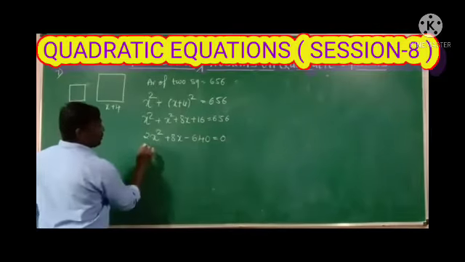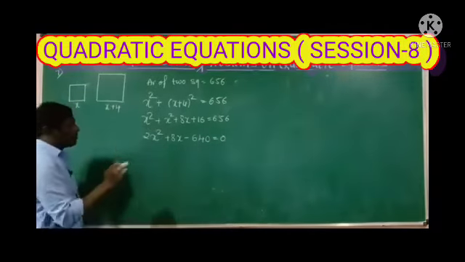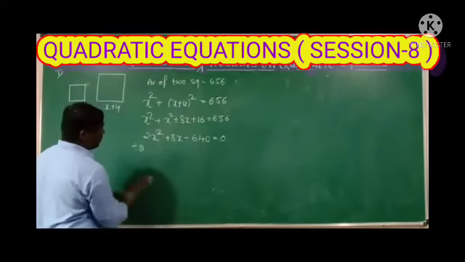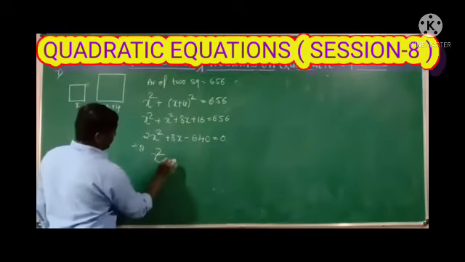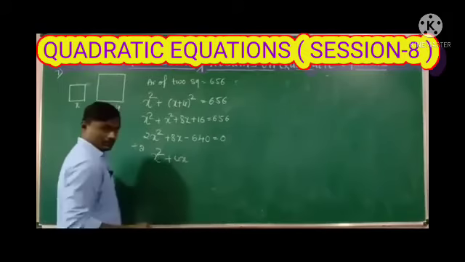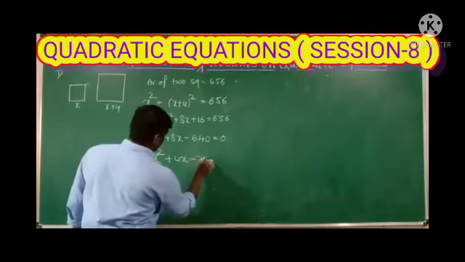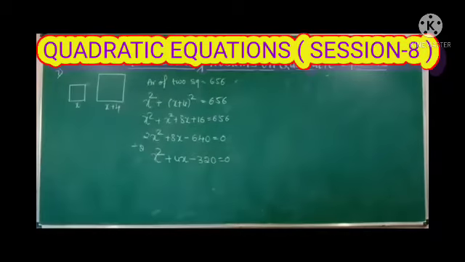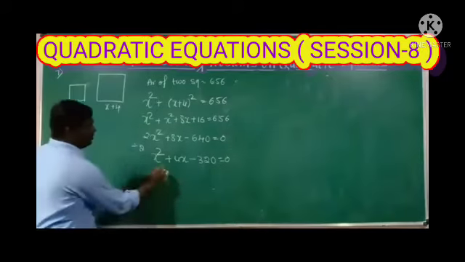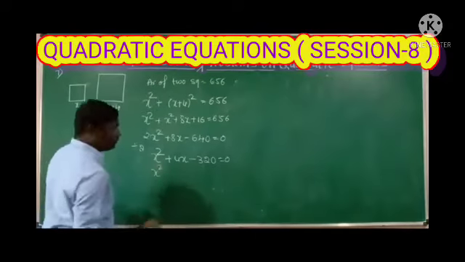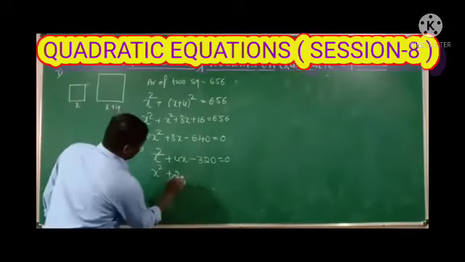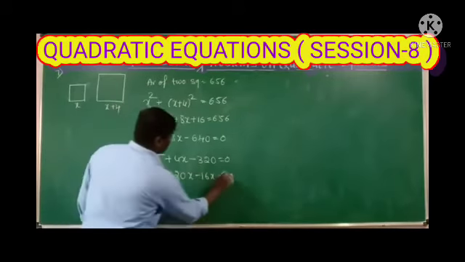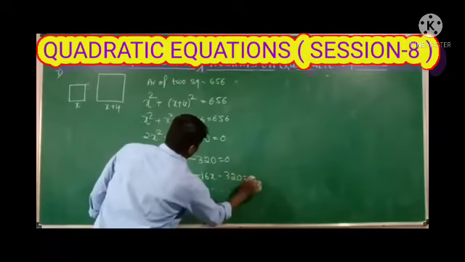So just write the whole numbers and observe the numerical values, all are even numbers. Just divide the whole equation by 2, we will get the reduced equation as x square plus 4x minus 320 which is equal to 0. Now here, x square plus 20x minus 16x minus 320 which is equal to 0.